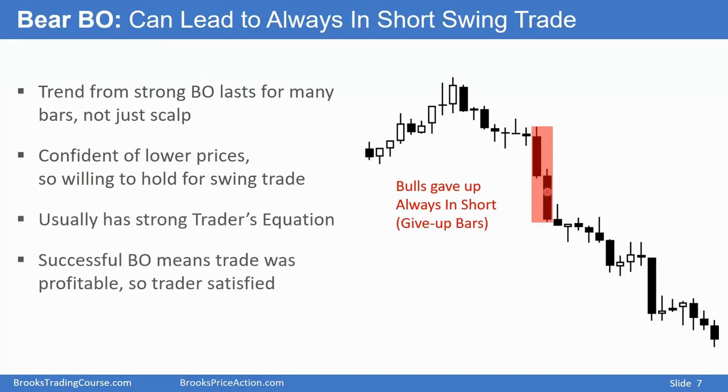Selling, a very strong trader's equation. And a successful breakout simply means that traders who shorted made money. The traders are satisfied. So we have a strong bear breakout, and it was successful. We went lower. Successful because the bears who sold made money.